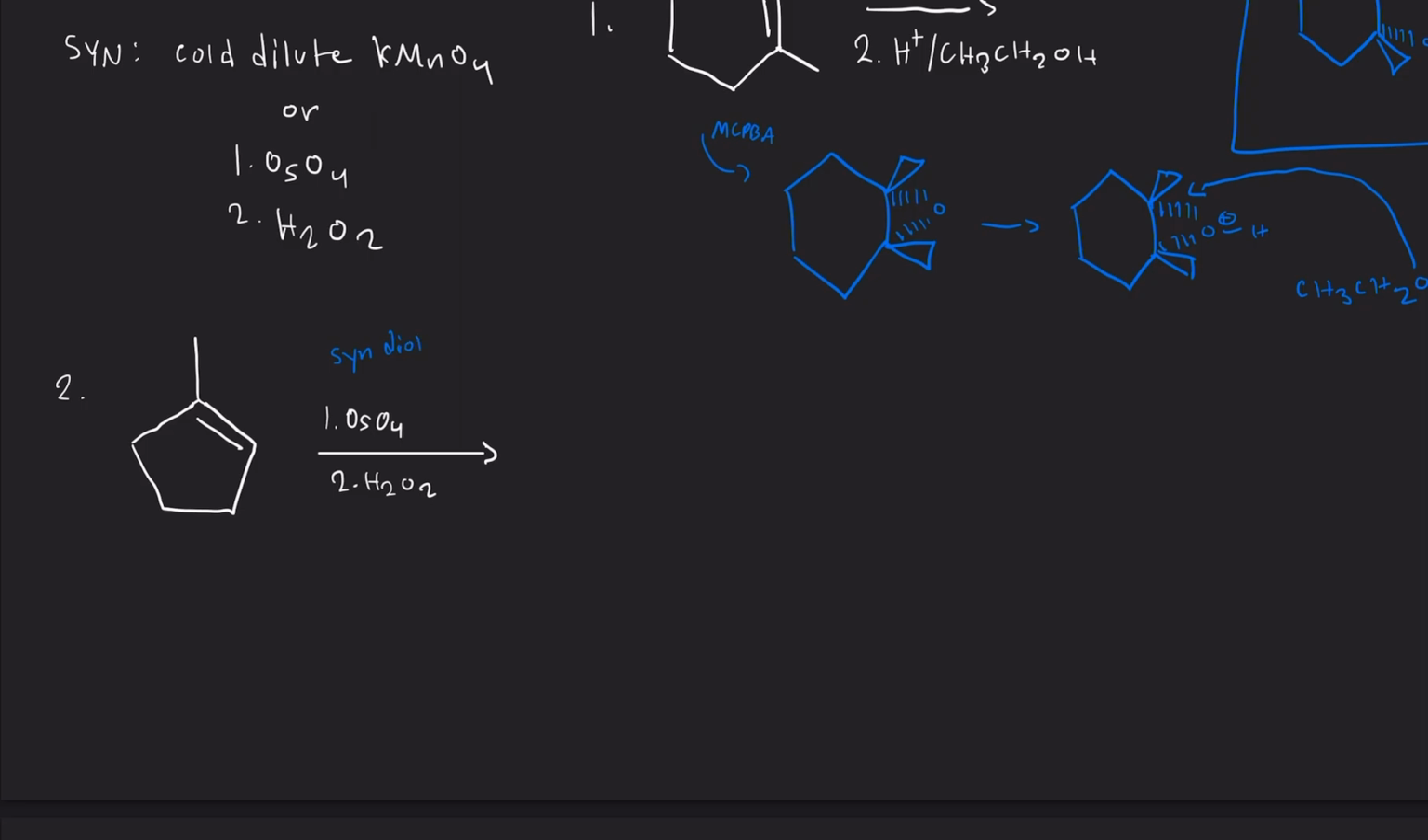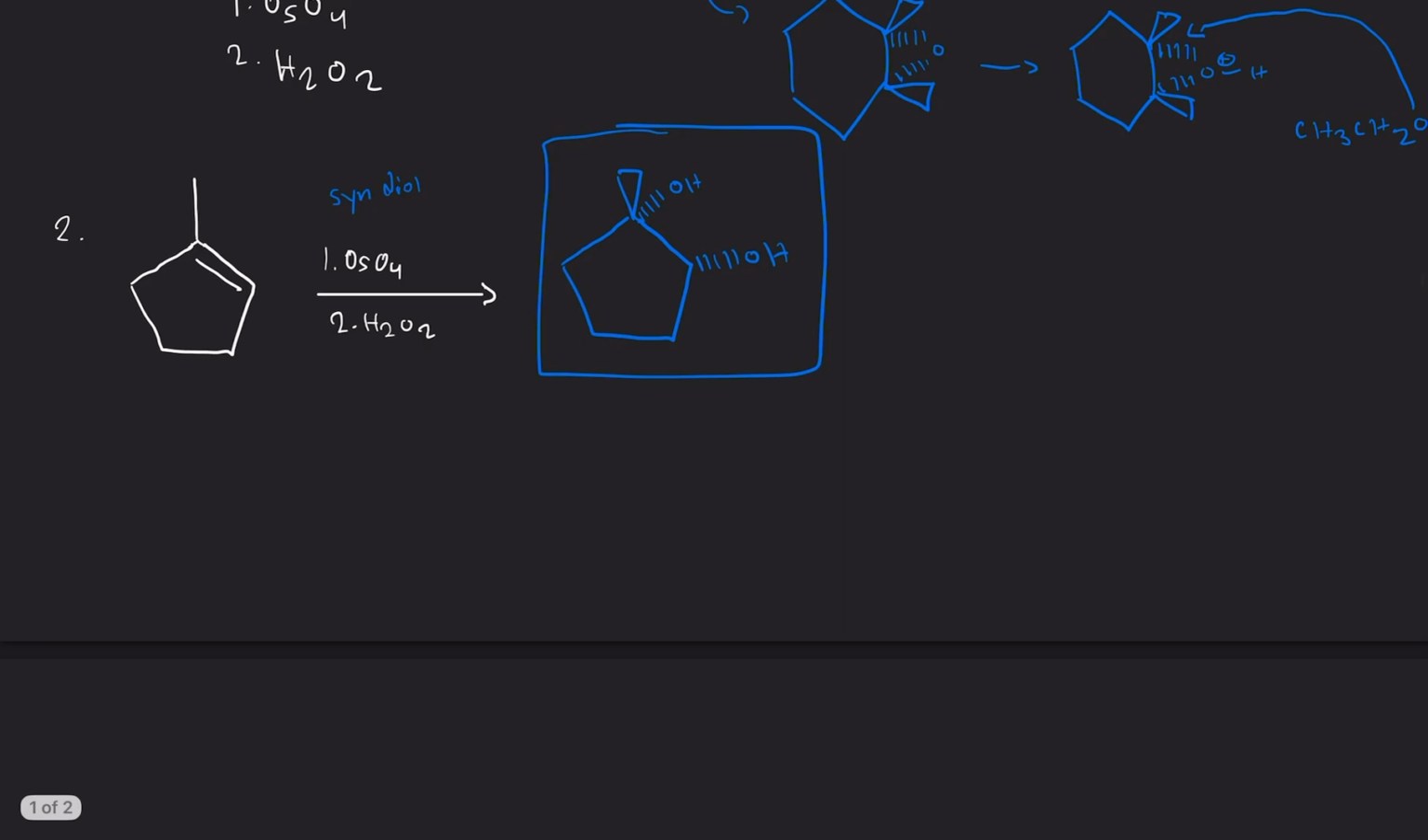And so from this, right, if I'm assuming that's on a wedge over there, we're going to have both of our OHs on a dash this time because it's a syn diol, right? So our final product will end up looking something like this. Right, notice that they're both on a dash. That means we have the syn diol. So that would be our final product for that.